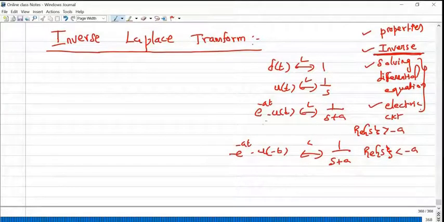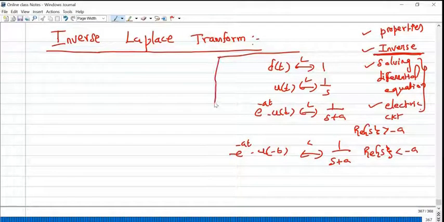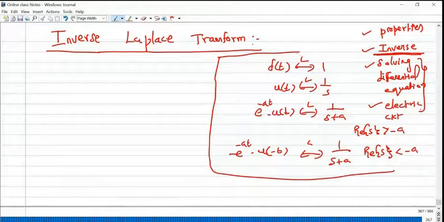So apart from this, cos omega t u of t, sin omega t u of t, e power minus at cos omega t u of t, or e power minus at sin omega t u of t are available. Almost 6 to 8 formulas only available. We have to divide the given X of s or H of s term into any one of this format, either 1 by s or 1 by s plus a, or cos omega naught t u of t, sin omega naught t u of t, any one of the Laplace transform formula.